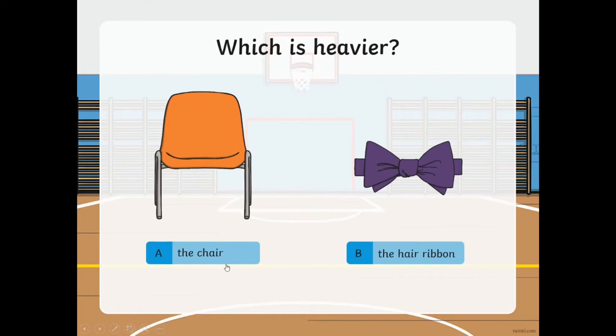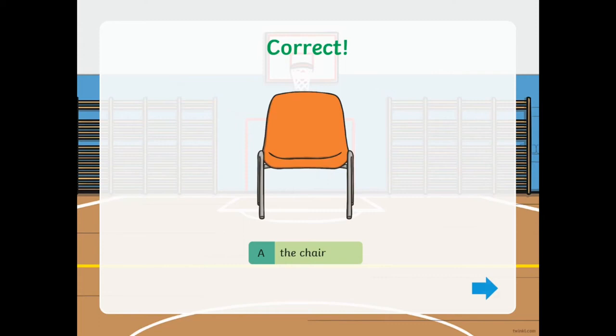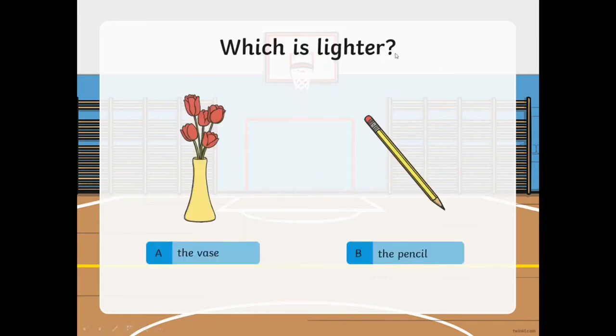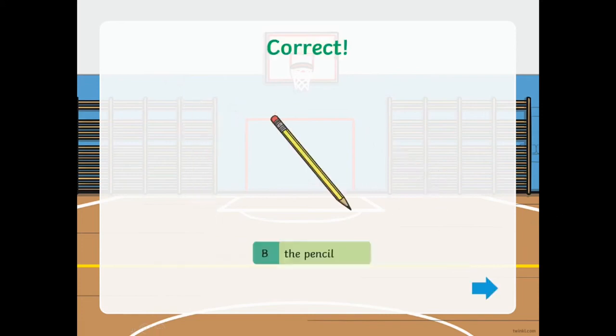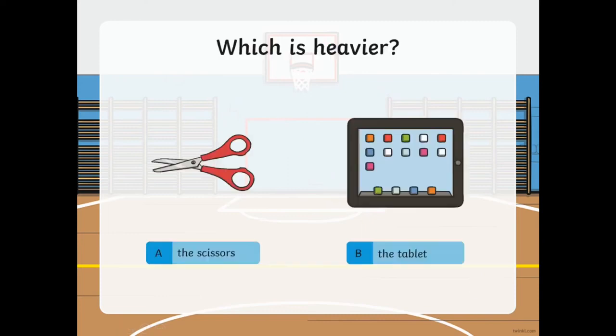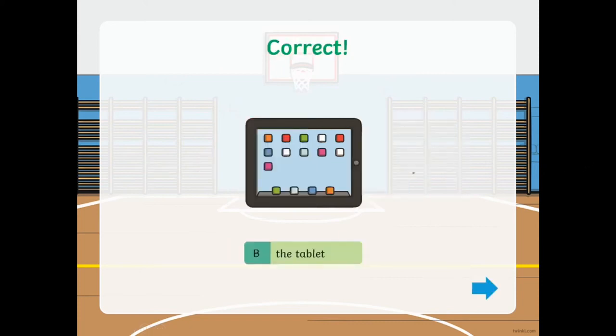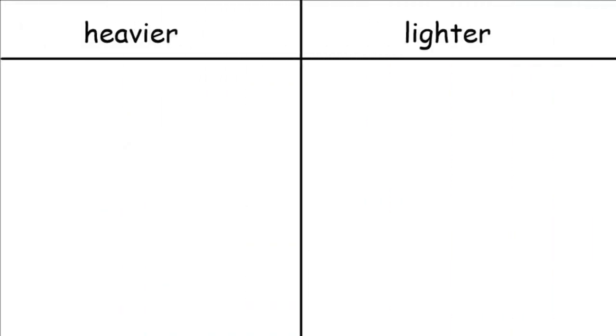Which one is heavier here, do you think? The chair or the hair ribbon? Did you say the chair? I agree. And which one is lighter? Do you think the vase is lighter or do you think the pencil is lighter? I think it is the pencil, and we are right. Now, which one is heavier? Are the scissors heavier or is the tablet heavier? The one that weighs more? It is the tablet.